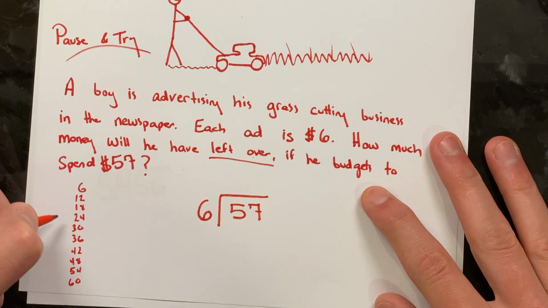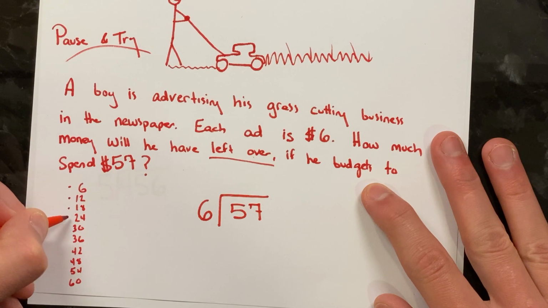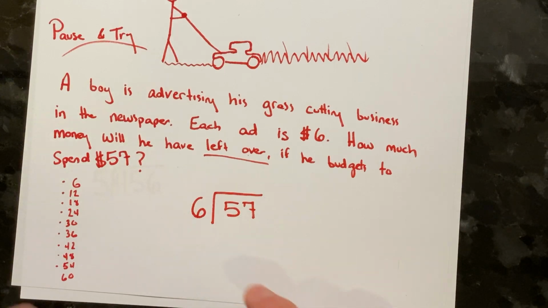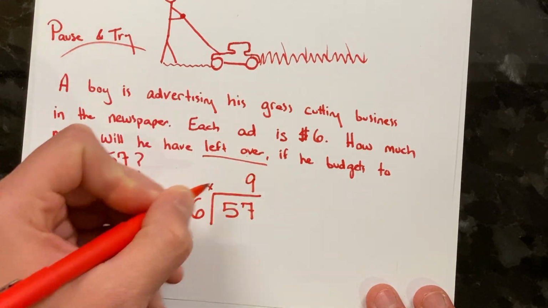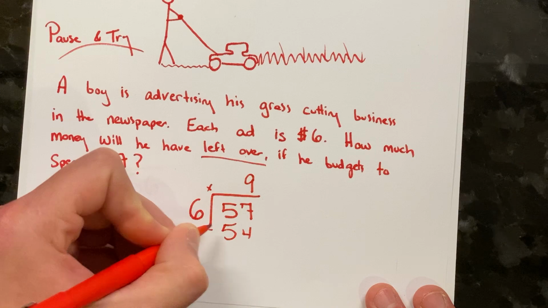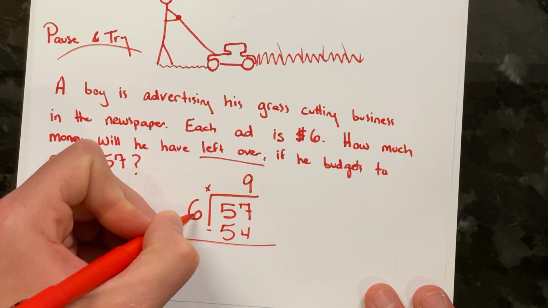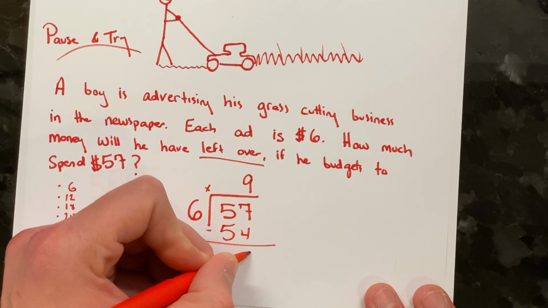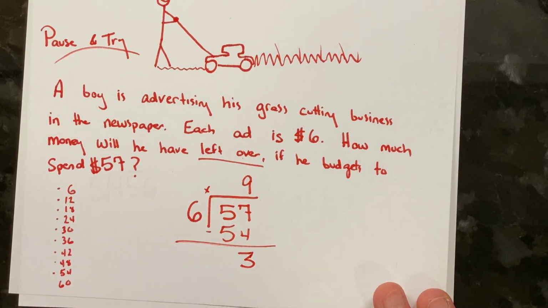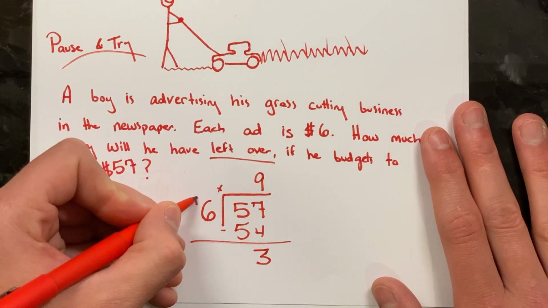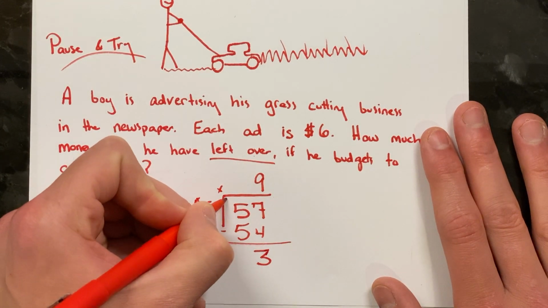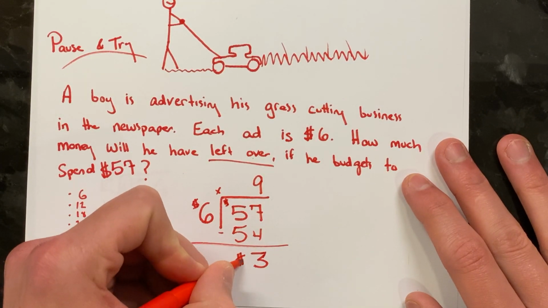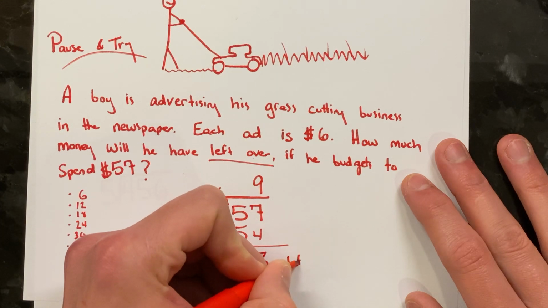My favorite number, which is 1, 2, 3, 4, 5, 6, 7, 8, 9 groups of 6, or 6 times 9. 6 times 9 is 54. Each ad being $6, he can buy 9 of them. And 57 minus 54 is 3. If each ad is $6, I've got a total of $57. If I buy 9 ads, I'm going to have $3 left over.